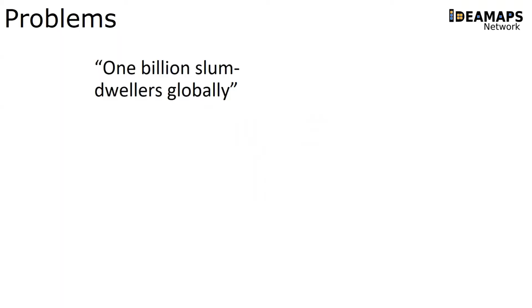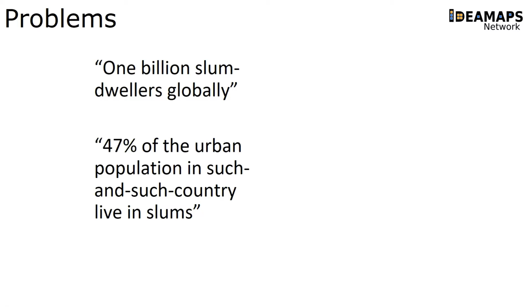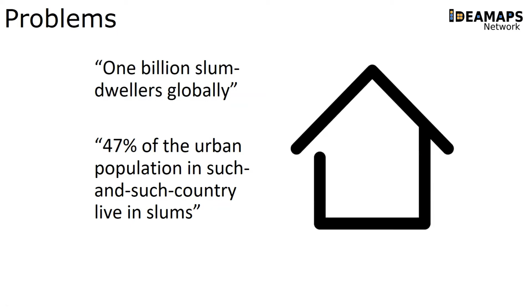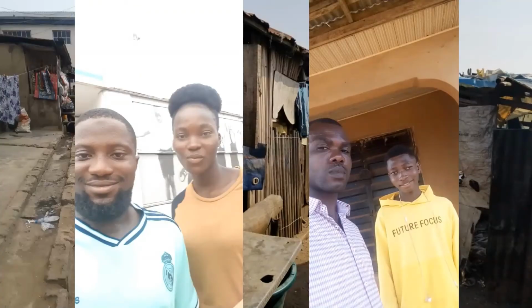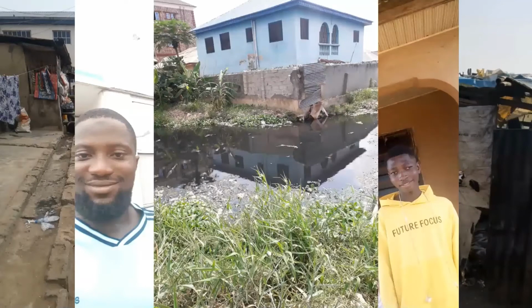We've all heard the statistic, 1 billion slum dwellers globally, or maybe 47% of such and such urban population live in slums. The thing is, these statistics are not about slum areas, they're about slum households. UN Habitat's slum households might be better labeled poor households because we have no idea if they are located in slum areas or not. In cities where both slum households and slum areas were measured, roughly half of the slum households were located outside of slum areas.